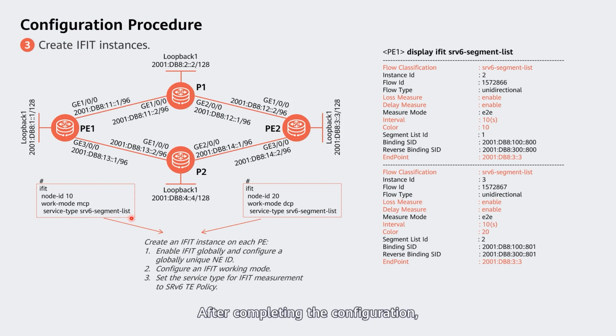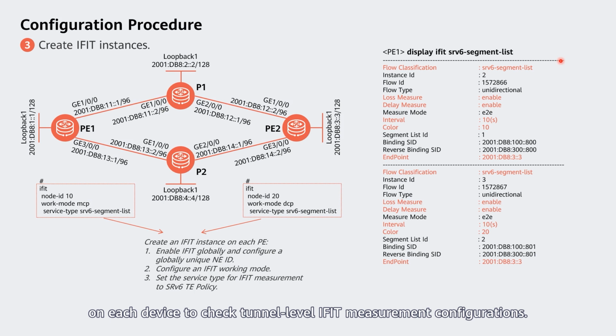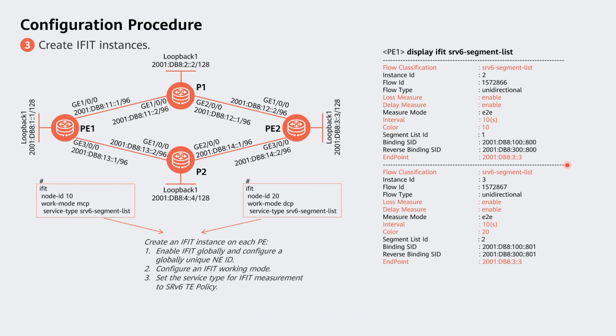After completing the configuration, you can run the display IFIT SRv6 segment list command on each device to check tunnel-level IFIT measurement configurations. The command output on PE1 is used as an example. It shows the flow type, measurement indicators, measurement interval, and policy attributes. We can use this information to verify whether the configurations are correct. You can also run the display IFIT statistic type command to view the collected packet loss and delay information.